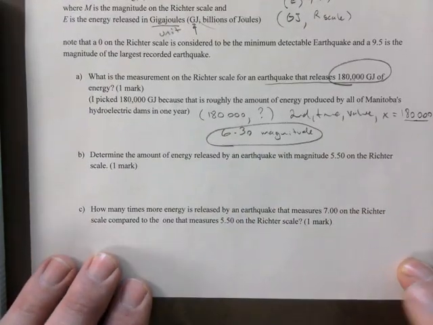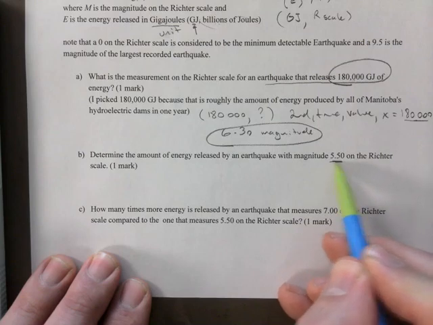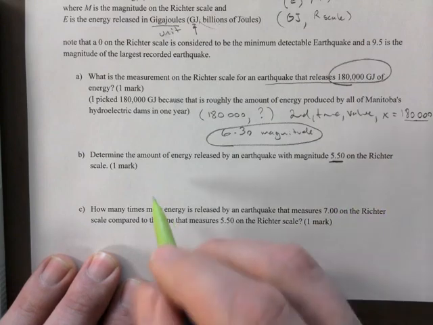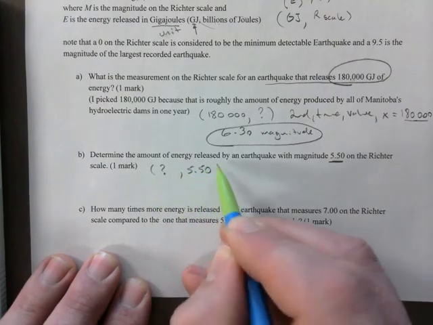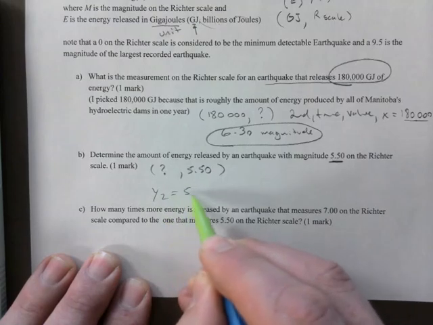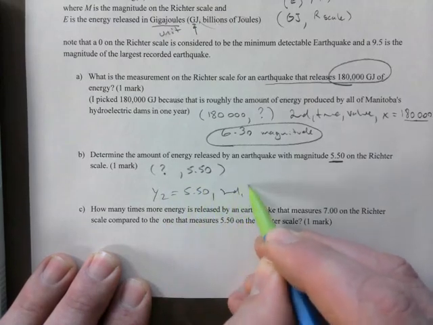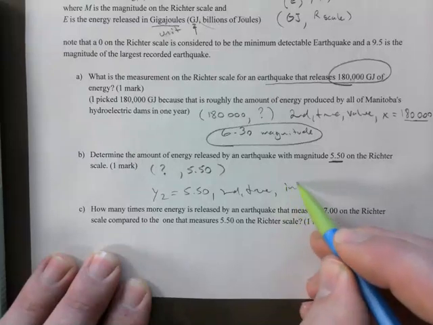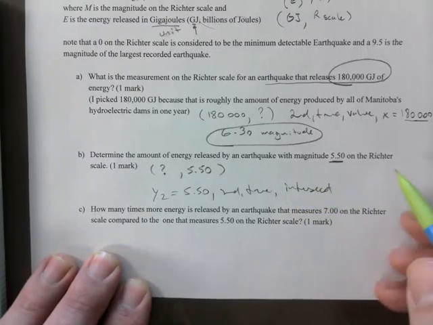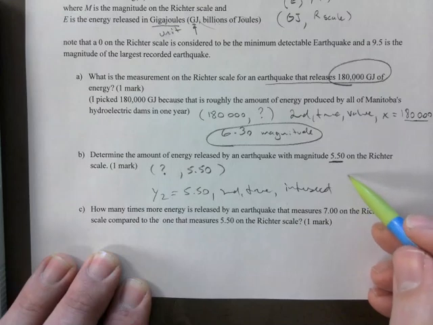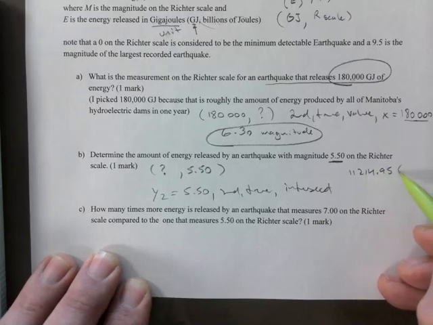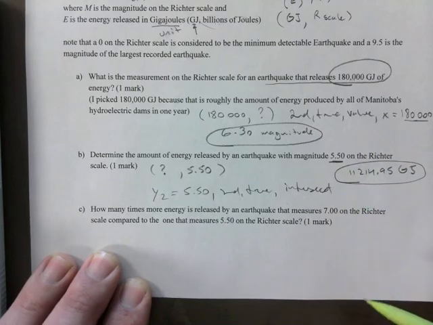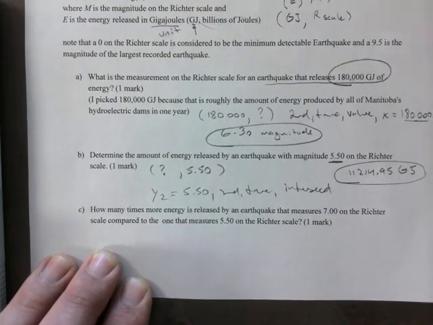Determine the amount of energy released by an earthquake with a magnitude of 5.5. So now it's the other way around. They're asking, what is this if this is 5.50? Right? You just let Y2 be 5.50. Second trace intersect. And I'll just tell you what that is. That is 11214.95 gigajoules. Okay, that's what you're supposed to get there.